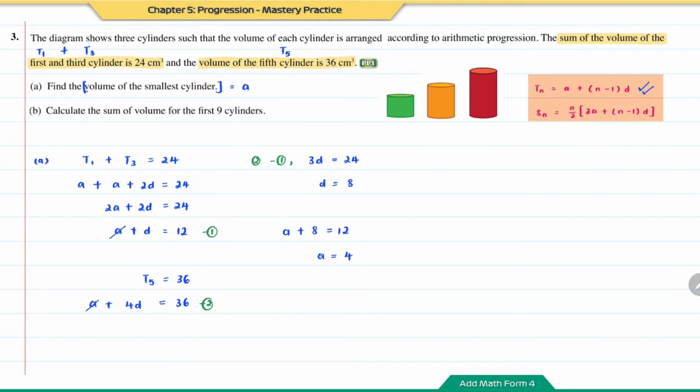As for question B, calculate the sum of volume for the first 9 cylinders. This is referred to as S9. To find the sum, we're going to use the second formula here. So S9 equal to 9 over 2 bracket. Now I know that the A is equal to 4 and my D is equal to 8. So here is going to be 9 over 2 times 72. So the answer will be 324 centimeter cube.